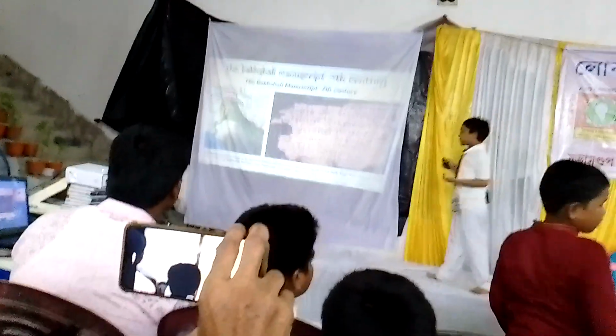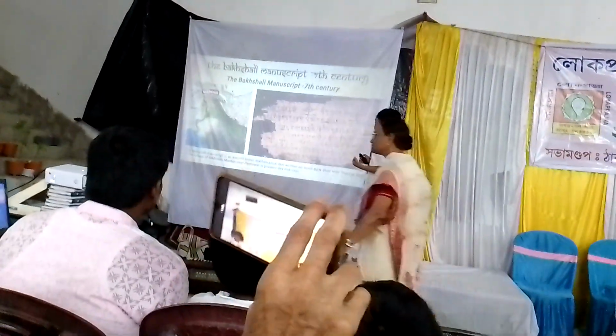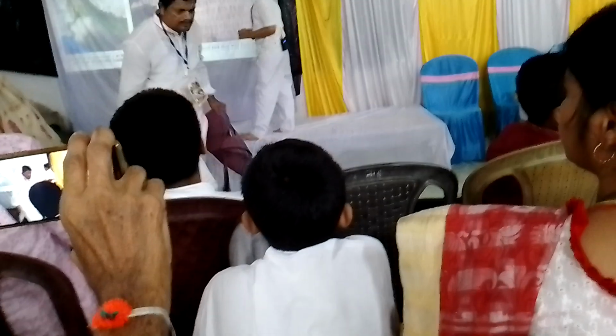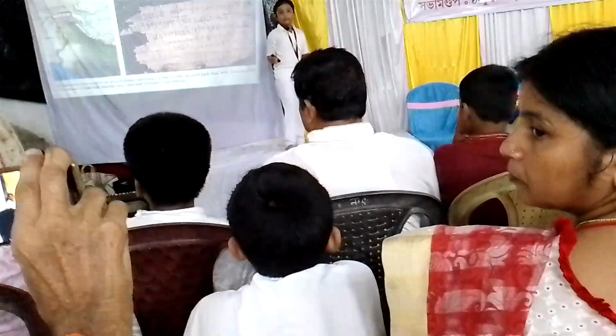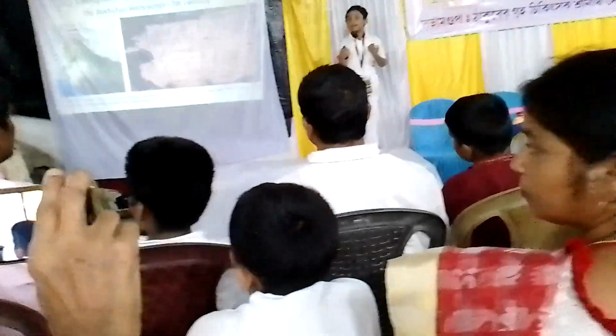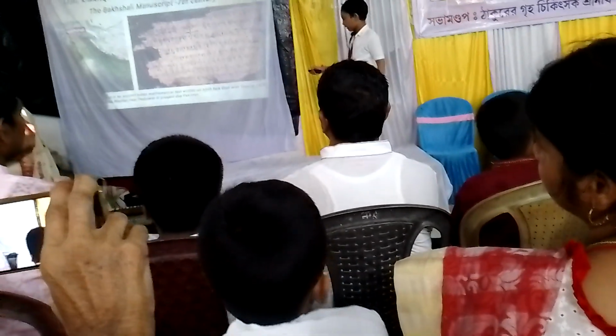The Bakhshali manuscript is an ancient Indian mathematical text written on birch bark that was found in 1881 in the village of Bakhshali, located near Peshawar in present-day Pakistan.